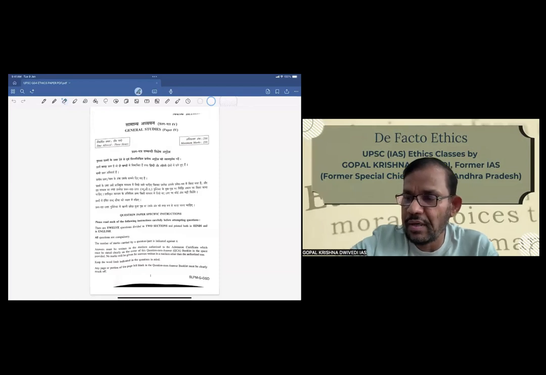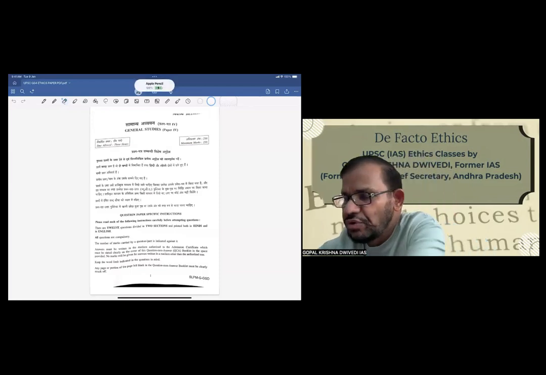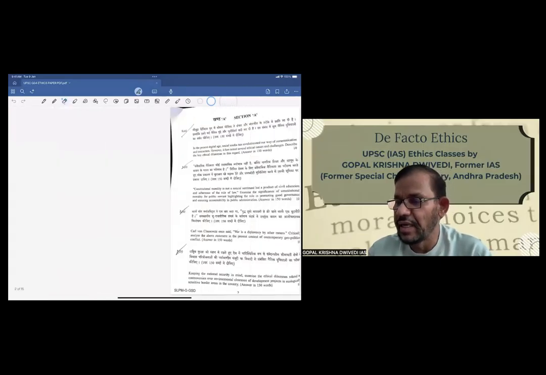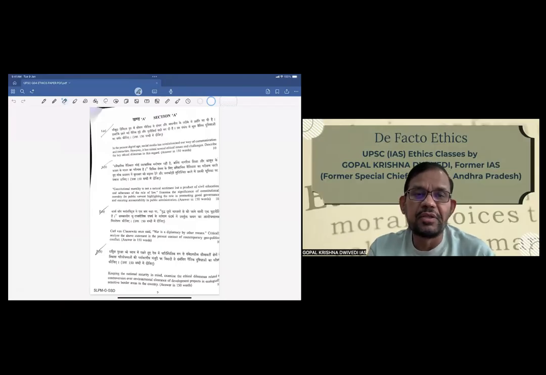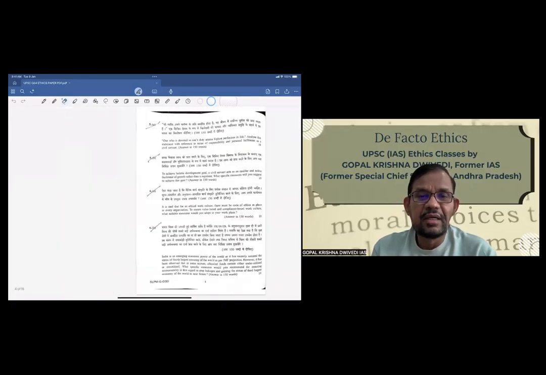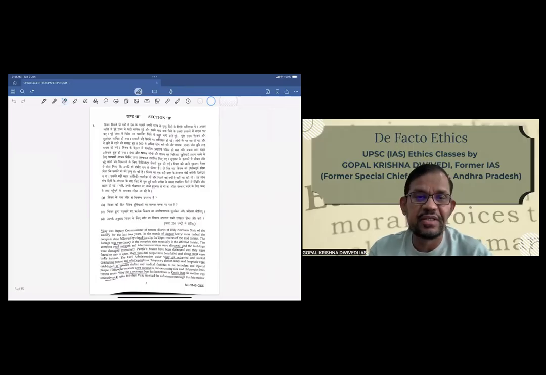As you see, the instructions and all those things are almost the same: 250 marks, 3 hours, and each theoretical question has 2 parts, A and B. The third question has 3 parts, A, B, and C. So all this you can see. And then, as I told, after the sixth question, from the seventh question, case studies start.